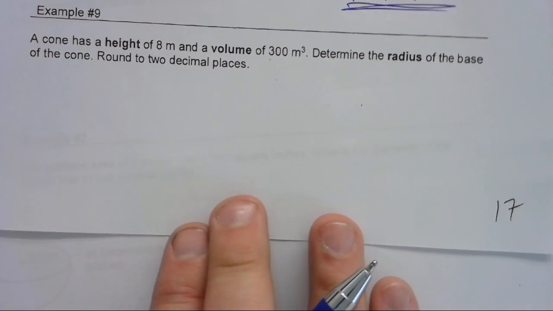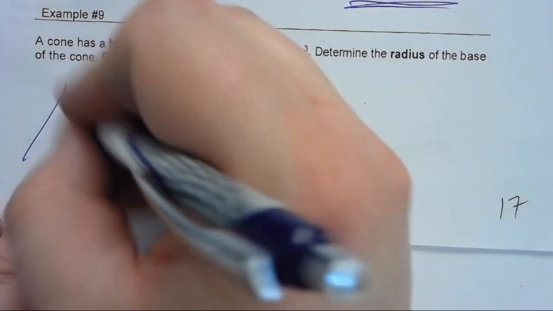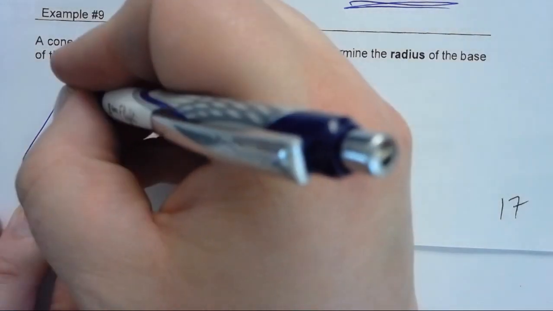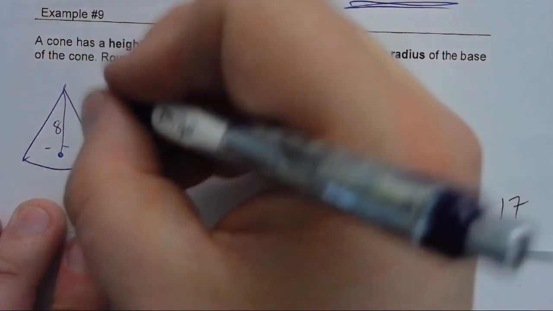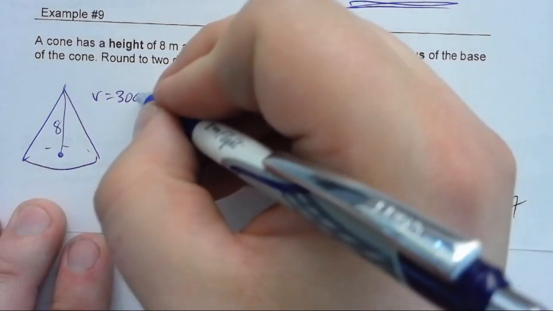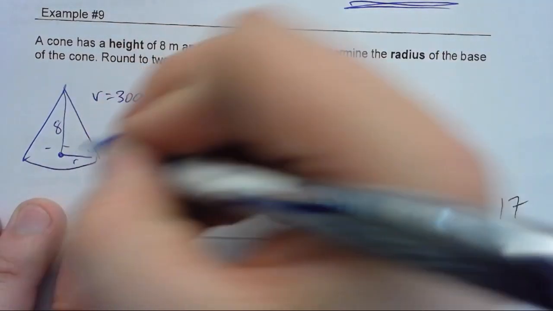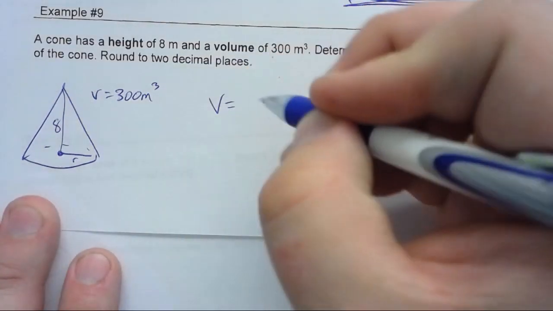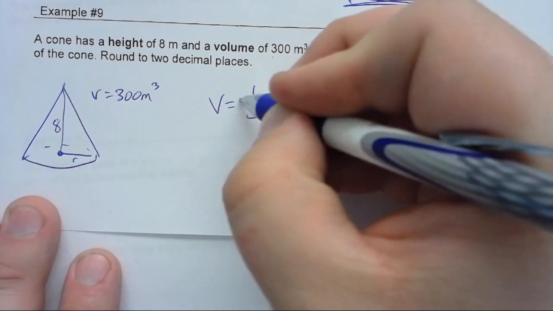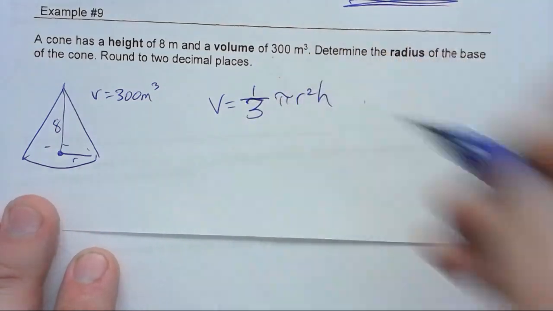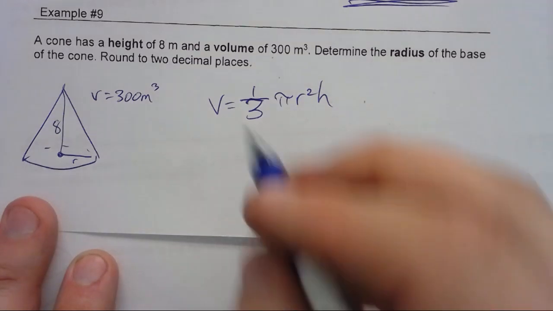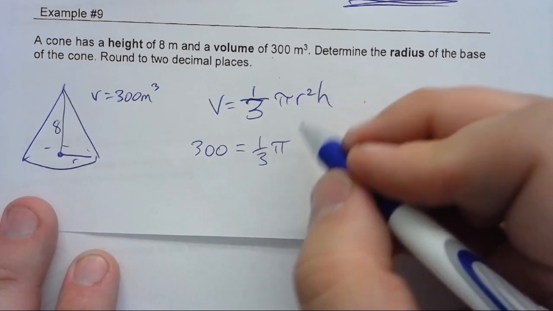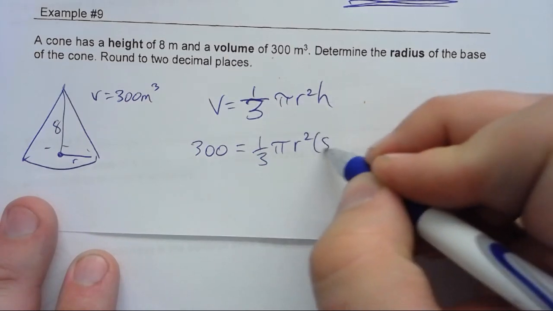So here it is. I got a cone, and I'm going to draw it. I know its height, so from center to here is 8. I know its volume is 300 cubic meters. I don't know what its radius is, and I'd like to figure that out. Well, the formula is, volume is 1/3 pi r squared h. I know the volume's 300. I know what 1/3 is, I know what pi is. I don't know r, and I know h is 8.